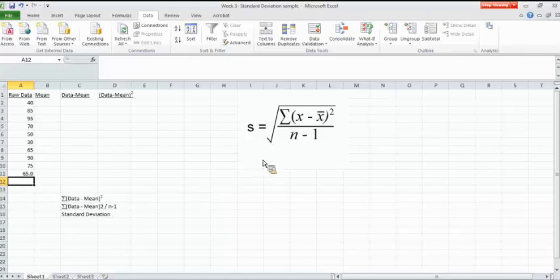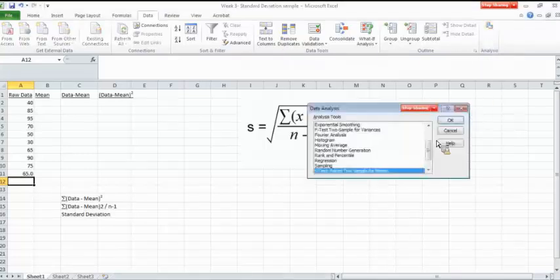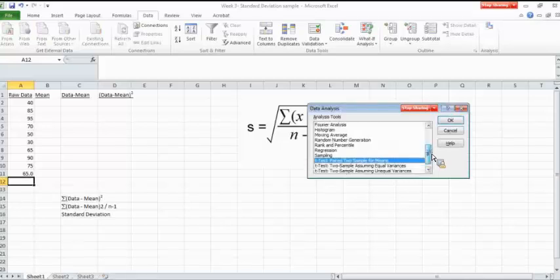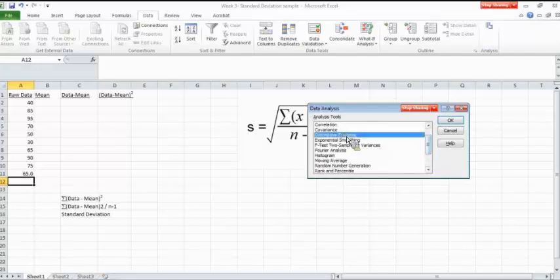So first of all, we'll do it the easy way using the data analysis toolpak. So I'm in the data tab here. I'm going to go to analysis and look for our tab on the descriptive statistics, which is right here.